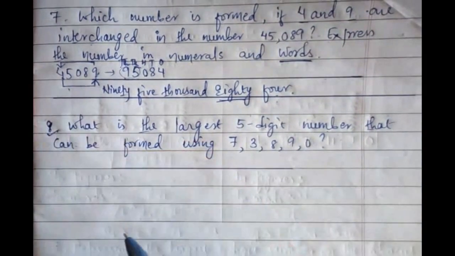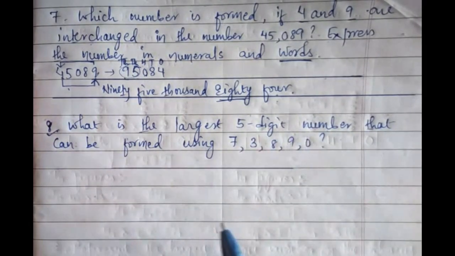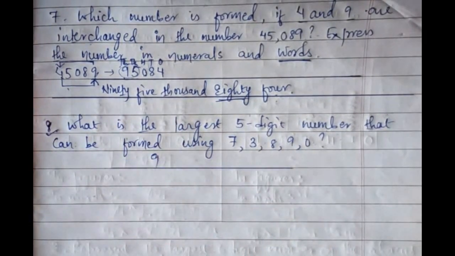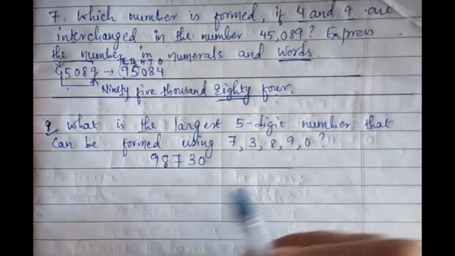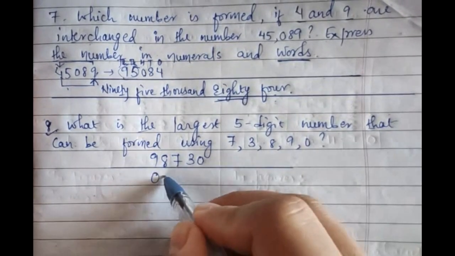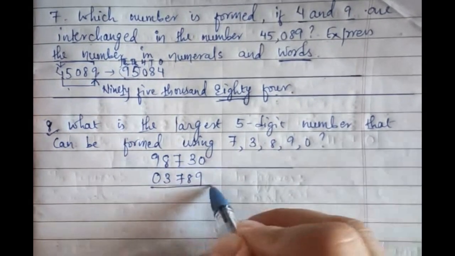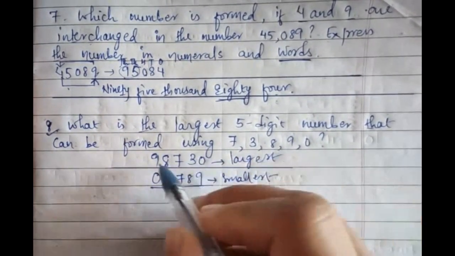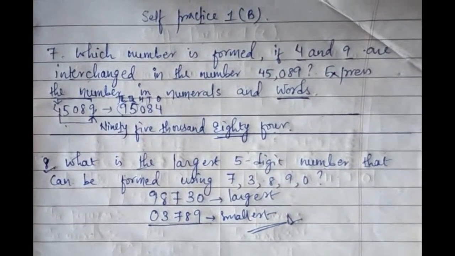Moving on to the next question. What is the largest 5-digit number that can be formed using 73890? Largest 5-digit number. For that you have to know the largest digit out here. 9 is the largest. After that 8 is the largest. After that 7, 3, then 0. If suppose the question is smallest 5-digit number, then we would start from 0, 3, 7, 8, 9. This would be the smallest, and this is the largest 5-digit number. Is it 5-digit? 1, 2, 3, 4, 5? Yes. Okay. So with this we are over with self practice 1B.